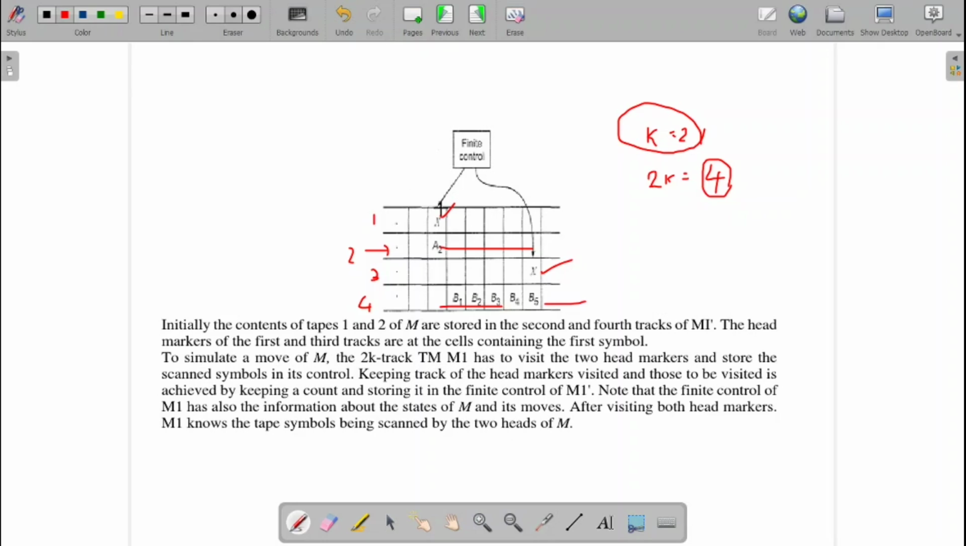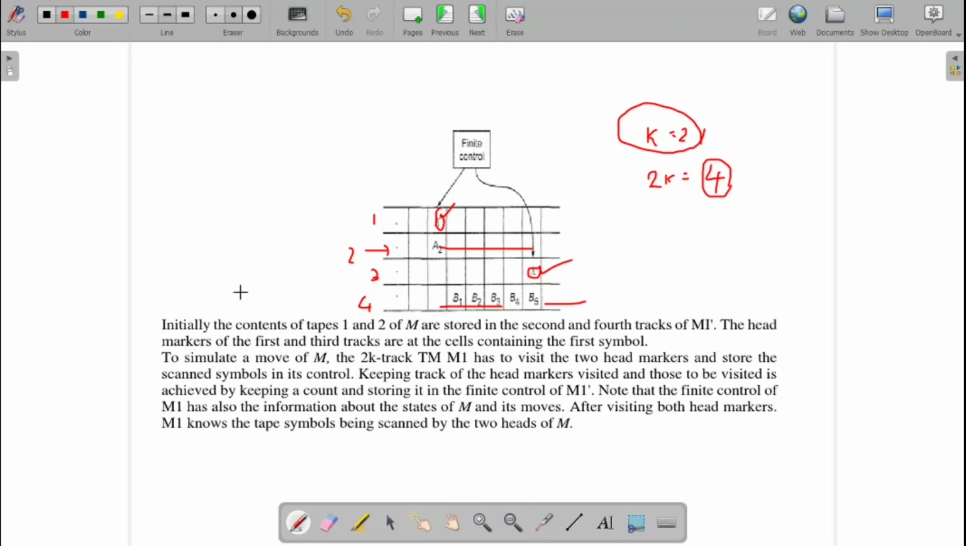So now it is not the single head marker. Now we have the 2 head markers here. So now the 2 head markers store the scanned symbols in its control. Keeping track of the head markers visited and those to be visited is achieved by keeping a count and storing it in the finite control of M1 dash. So here the finite control of M1 has also the information about the states and its move.